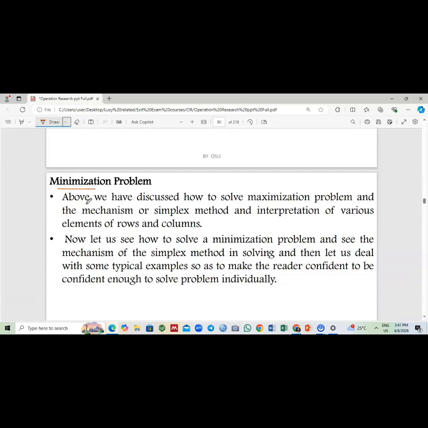So minimization problem gaafa jennu immoo above we have discussed how to solve maximization problem and the mechanism or simplex method and the interpretation of the various elements of rows and the column jedha. Now let us see how the minimization problem and see the mechanism of the simplex method in solving, and then let us deal with some typical examples so that makes the reader confident to enough to solve the problem individually.